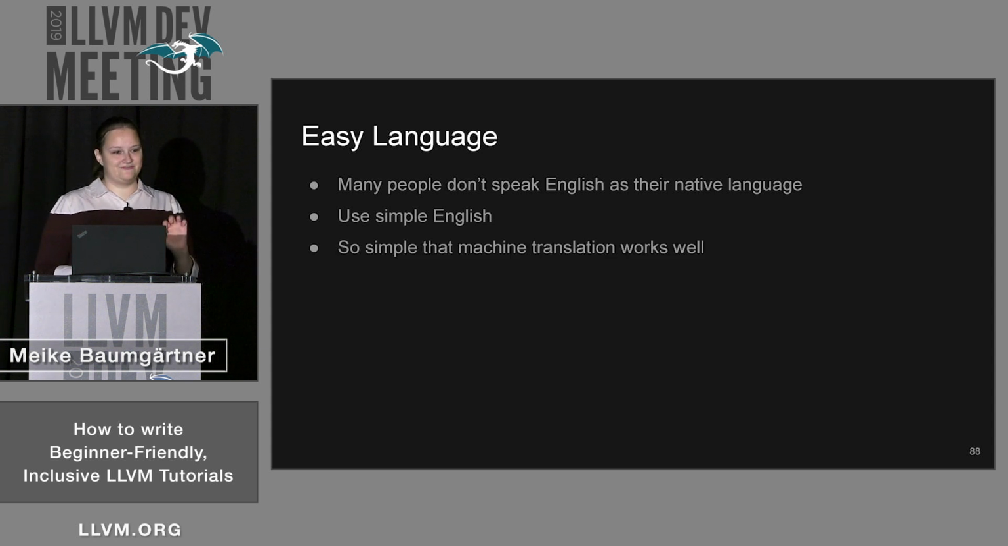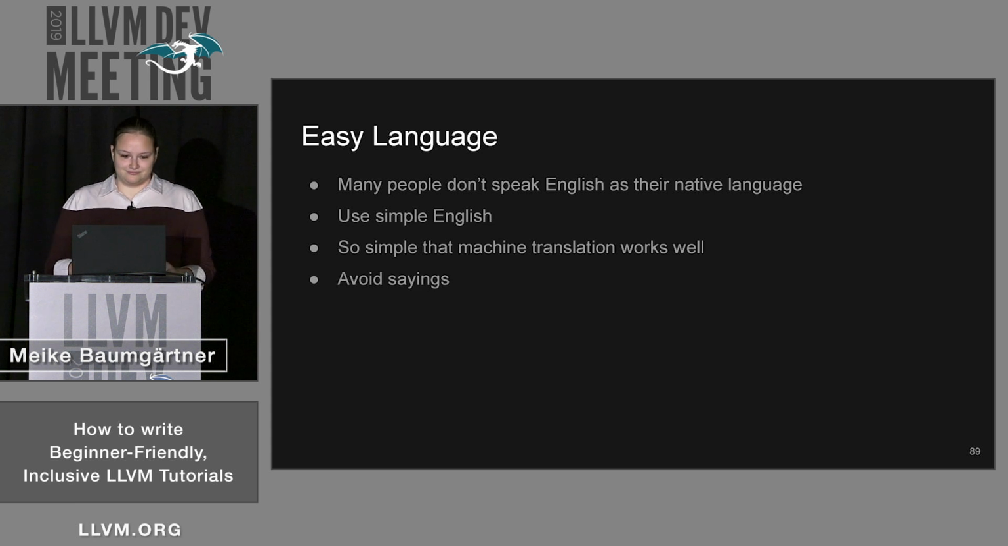So simple that even machines can understand it and translate it, because some people really do need this support. They might start reading the tutorial in English, but then they will turn on machine translation to really understand what you're saying. Avoid sayings, they don't translate well. Even if you speak English, the literal translation of a saying will most likely not say what you wanted to say, and avoid slang. It's really hard to machine translate.